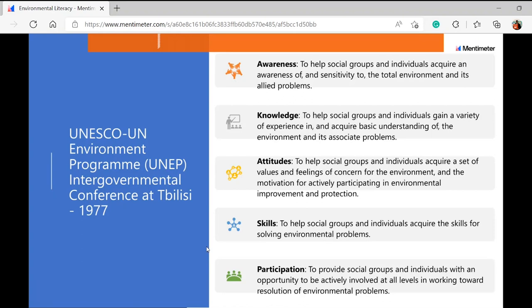So it's not just about having awareness or knowledge in depth or having the right attitude, but it's also the ability to solve problems and get engagement through participation, which has been highlighted as the last objective: to provide social groups and individuals with an opportunity to be actively involved at all levels in working towards resolution of environmental problems. So environmental education is different from awareness. It includes awareness raising, building knowledge, changing attitudes, development of skills and competence, and also getting them engaged in problem solving at all levels possible.